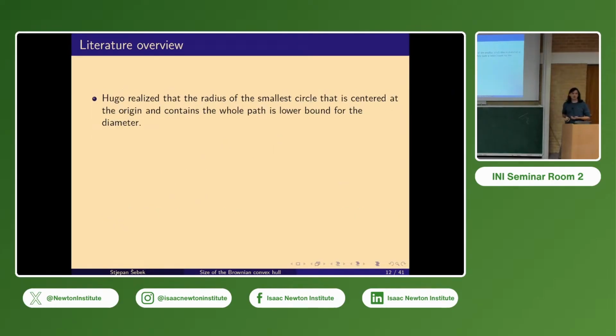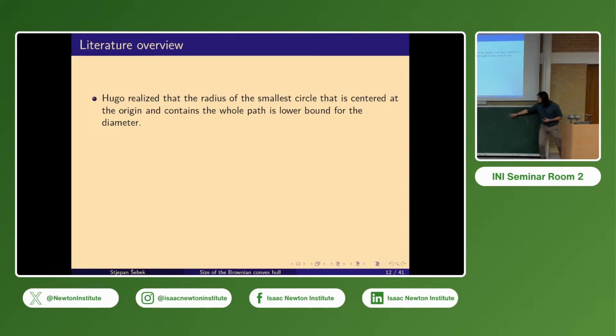The first one is Hugo, one of the collaborators on this paper that I'm talking about now. I met him at the Lévy conference, where I also met David 2 years ago in Mannheim. He realized that if you look at this two-dimensional Brownian motion, and look at the smallest circle centered at the origin, so it's not the same thing as the circumscribed circle, which doesn't have to be centered at the origin, then of course its radius is smaller than the diameter.